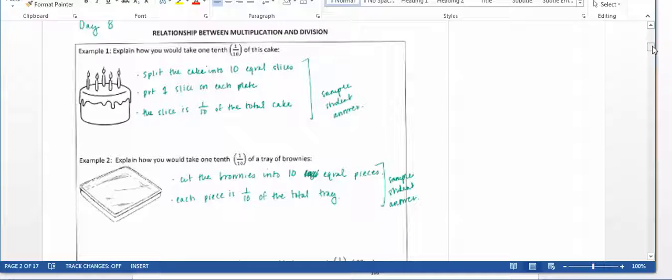And then we would have students write independently for about 30 seconds, partner with a teammate, and then share out answers. And answers that we're looking for are like splitting the cake into 10 equal slices, putting one slice on each plate. The slice is 1/10 of the total, right? And same thing here with the brownies, same idea.